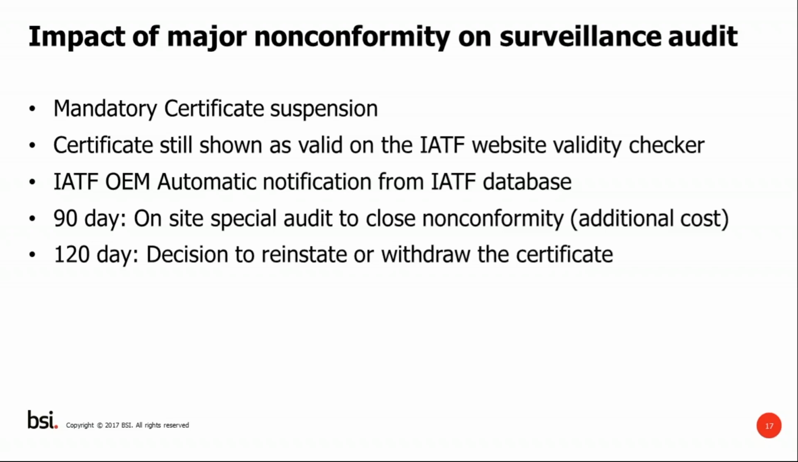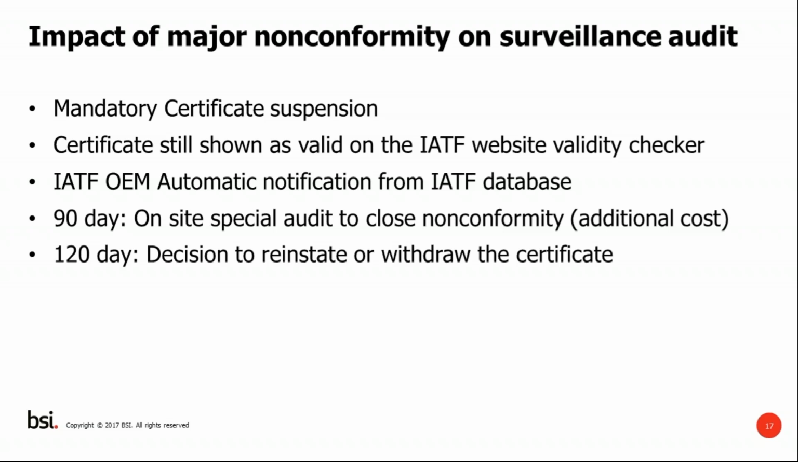Obviously, there is automatic notification from the IATF database if you're a tier 1 to an IATF OEM, any of the 9. The way the IATF database works, it automatically sends an email to the designated contact person within the OEM, which identifies that a certificate is on special status or suspended, which could link to special status and issues with your scorecard. The process then continues, and you have a maximum of 90 days before you have to have a special audit on site to close the non-conformity.